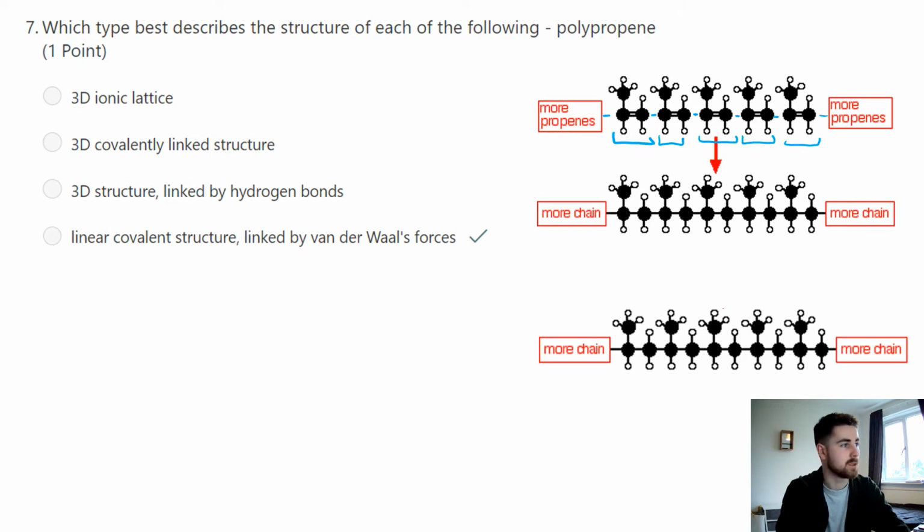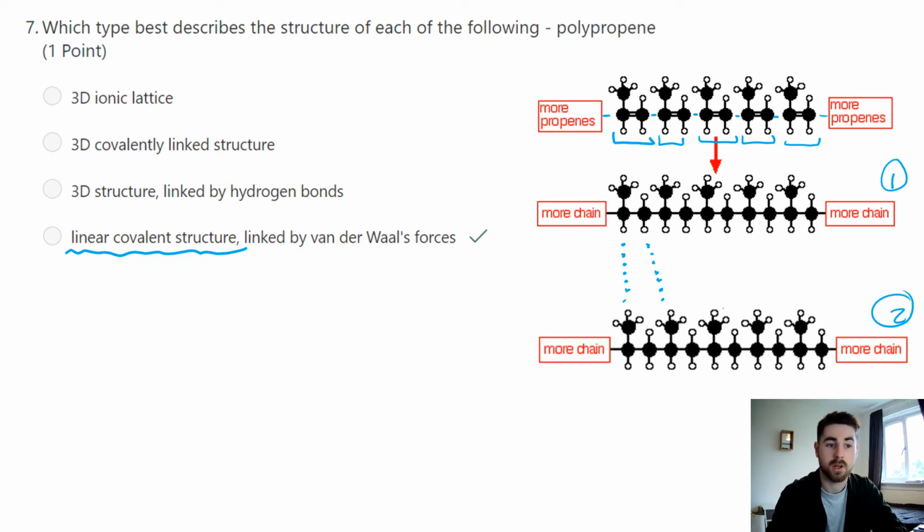So already I'm leaning towards option D. And it says linked by van der Waals forces. So that can be maybe a little bit misleading in what it's meaning, because the monomers are joined together by covalent bonds, but the linear covalent structures are linked to other covalent structures by van der Waals forces. So what I've got here is one polypropene chain and another polypropene chain, and between these polypropene chains there are going to be van der Waals forces, and there's actually going to be London dispersion forces occurring.